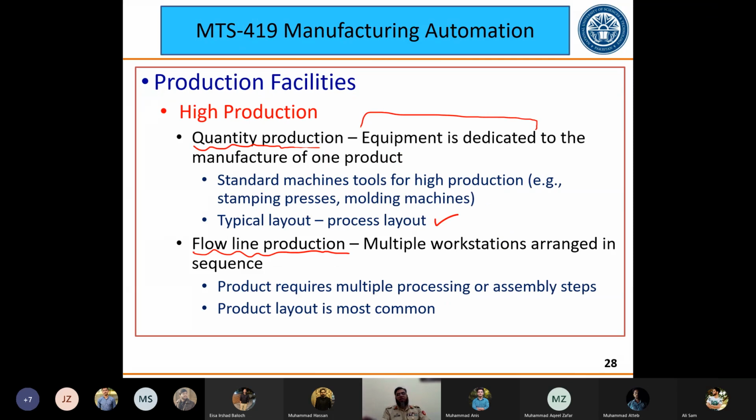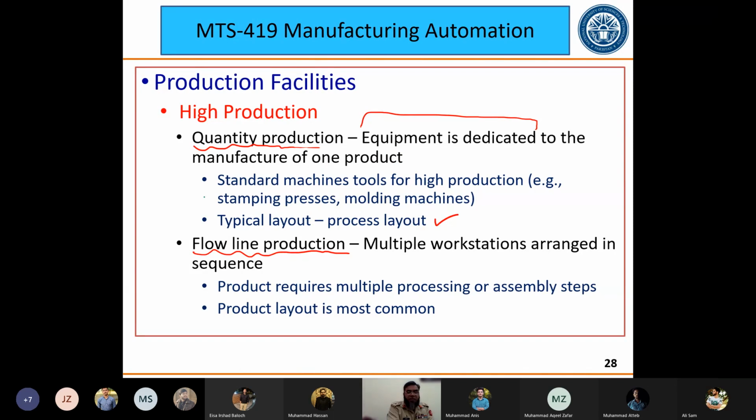हम थर्ड की तरफ आ रहे हैं. मैं रिपीट इसलिए कर रहा हूं कि ये चीजें आपके जहन में बार बार सुनने से बैठनी शुरू हो. सो द हाई प्रोडक्शन. हाई प्रोडक्शन क्या है कि जिसमें we want to manufacture large quantities, we produce large quantities. So इसके लिए we need to have the equipment which is dedicated to manufacture one product only.